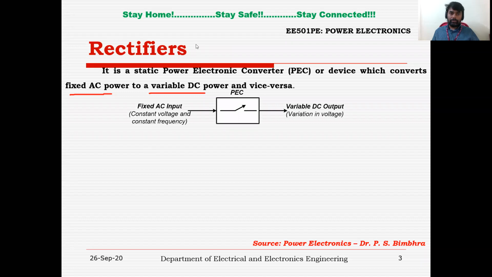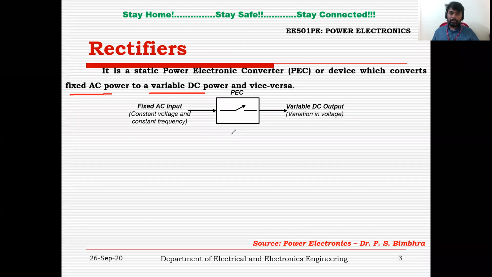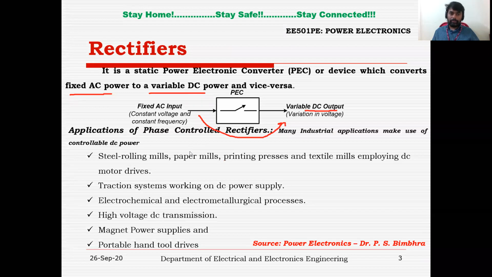Now this is our power electronic converter, which consists of one or more semiconductor switching devices in order to perform the AC to DC conversion. Here you can see the input to this power electronic converter is a constant voltage and constant frequency supply, and that is being converted into a variable DC here. We will see what is inside this power electronic converter block.